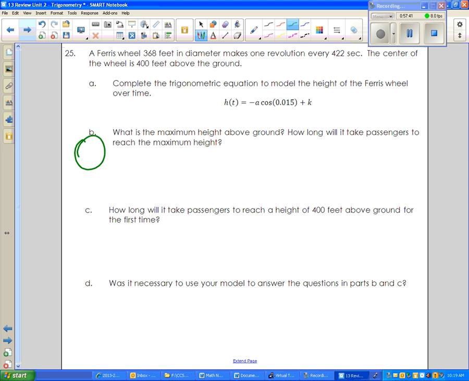So if you think about, here's my Ferris wheel. So if this is 400 feet above the ground and my Ferris wheel is basically going around and around and around, the 400 feet above ground is going to be my K value. That's going to be my midline.